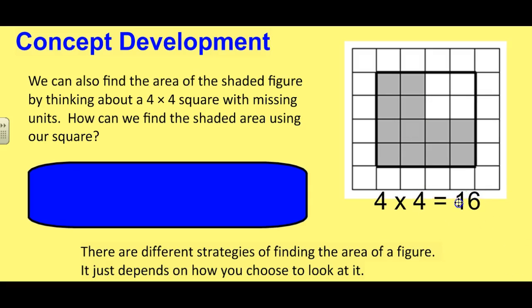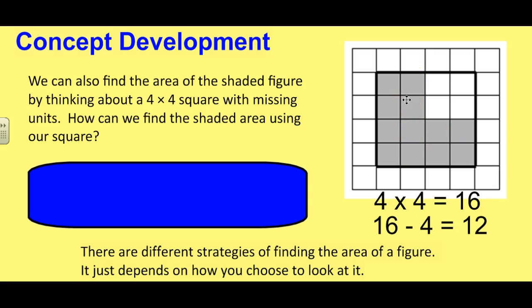But that's telling me the area of all of this right here. And the only part that I need to know is this shaded part. So when I look over here at this white space, I see that there are 1, 2, 3, 4 square units. So if I take 16 and I minus 4 from that, it's going to leave me with 12. And that's going to tell me what the area of this shaded figure is.